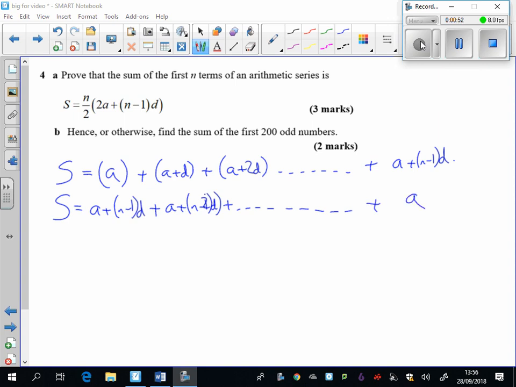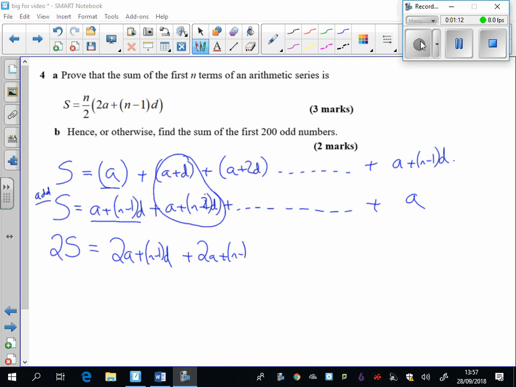And then what we do is we add these two equations together. So here we've got two S's. Add that together, that gives us 2a plus n minus 1 d. Add this together, and we get exactly the same thing again, 2a plus n minus 1 d. And all of this, we get 2a plus n minus 1 d's.